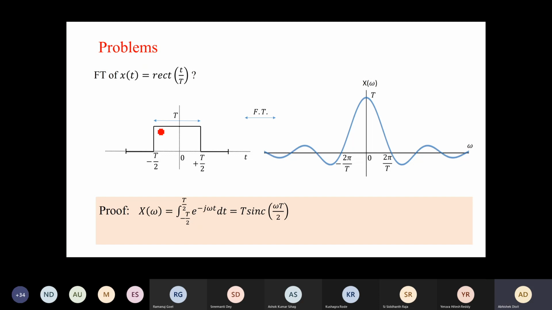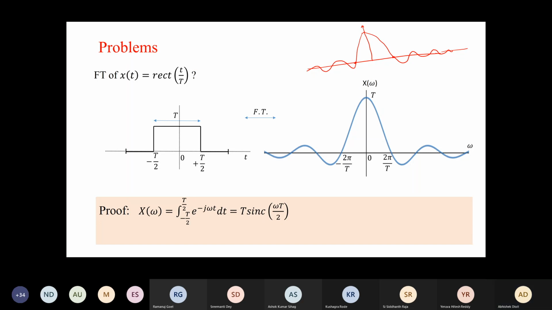Suppose you are given a rectangular function, and even in sleep, you can remember that its Fourier transform is a sinc function, right? But suppose you forget what is the amplitude of the sinc and where are the null points. Suppose we don't remember this, but you know for sure that this is going to be some sinc function. Can we use the moments theorem and the hack to calculate these two quantities?